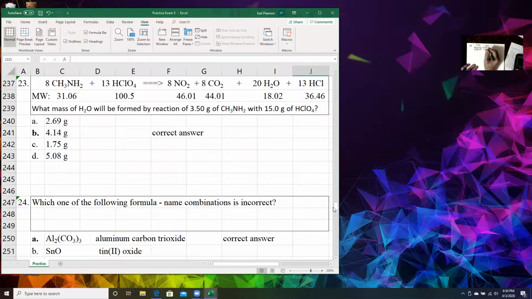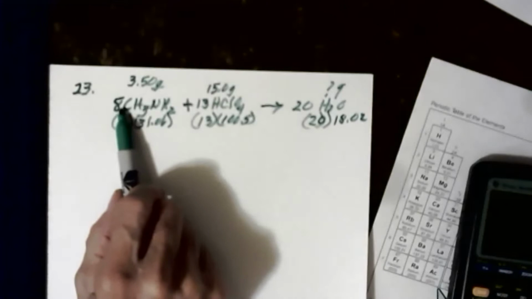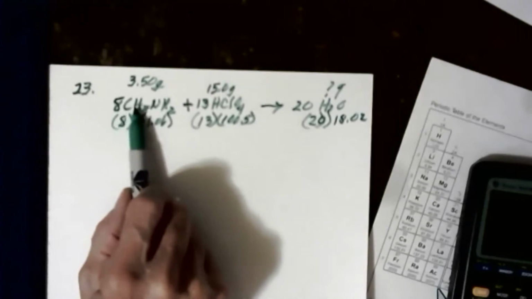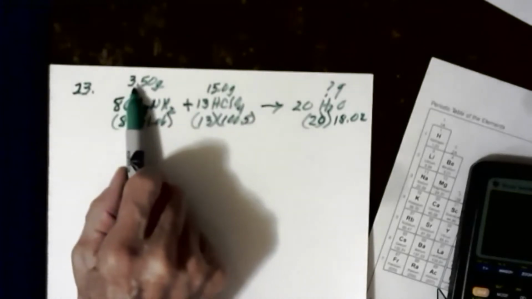And we want to know what mass of water. So it's going to go to 20 H2Os, and I want to know how many grams. The equation is showing 20 times the molecular weight, 18.02. Okay, now I've got this set up. Let's go over so you can see my pad to see where I'm going. So here are the two things reacting in the problem. 8 CH3NH2s, 13 HClO4s. The problem amount had 3.5 grams of this and 15 grams of that.